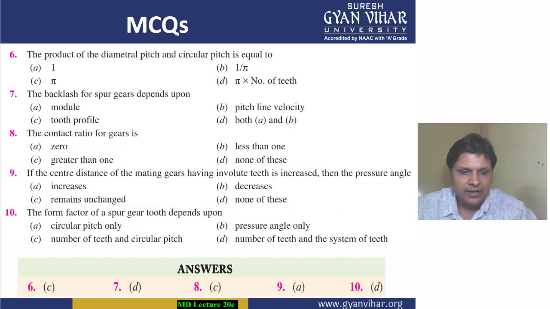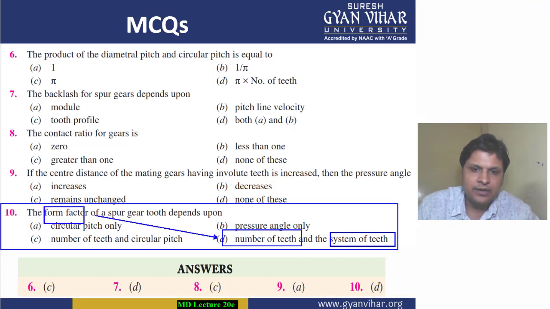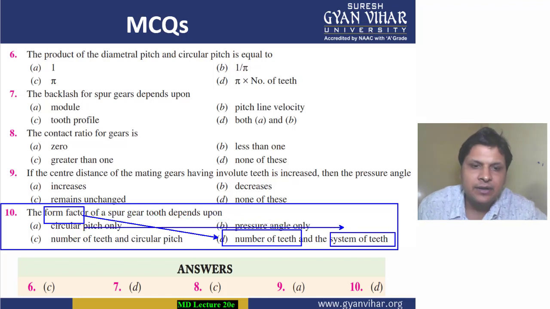Coming into the 10th multiple choice question, the form factor of a spur gear tooth depends on. Now the form factor we all know it depends on both the number of teeth as well as the system of teeth. So form factor basically depends on both the number of teeth as well as the system of teeth. So D is the correct option.